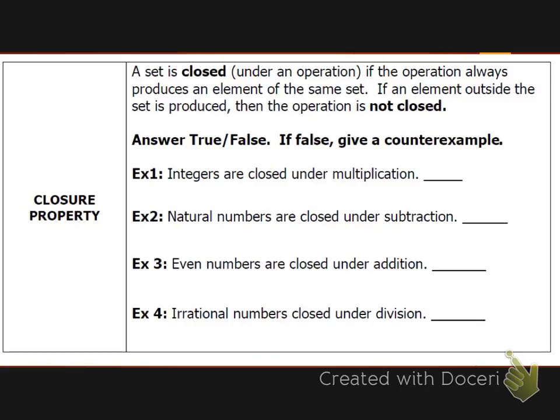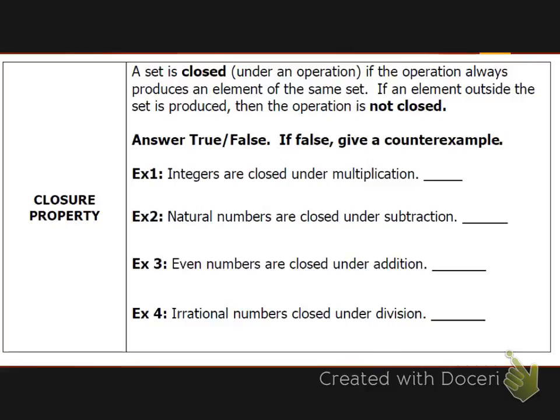Now our last little section here is called the closure property. A set is closed under an operation if the operation always produces an element of the same set. If an element outside the set is produced, then the operation is not closed. I know that sounds really complicated, but it really isn't. So we're just going to look at some of these examples and figure out if the statements are true or false. If false, we're going to give a counterexample.